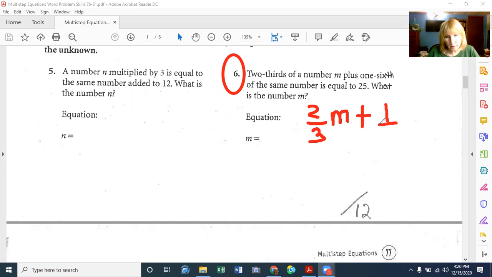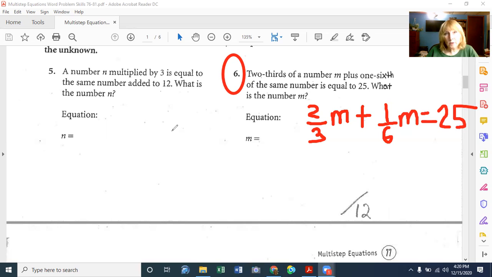So I need to make a 1/6. And 1/6 of a number is the same number. So again, it's going to be an m. You multiply, plus 1/6 of m is equal to 25. So there's my equation that I'm setting up. And now I have to solve for m.